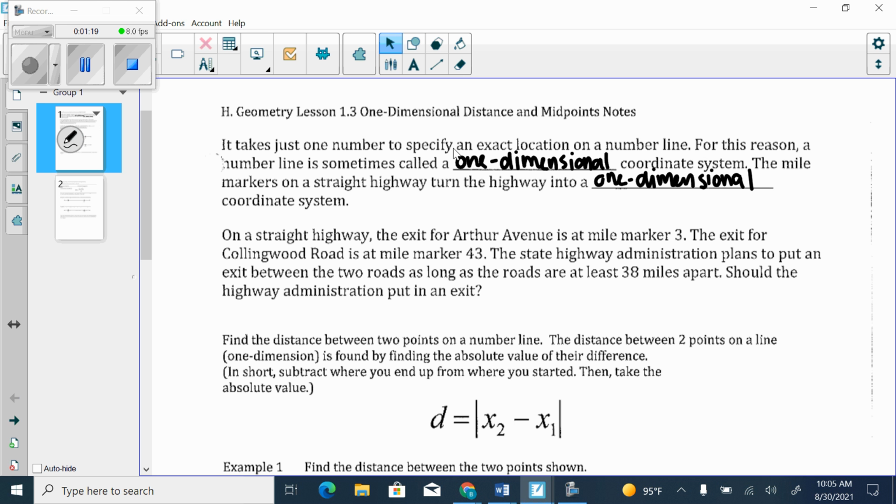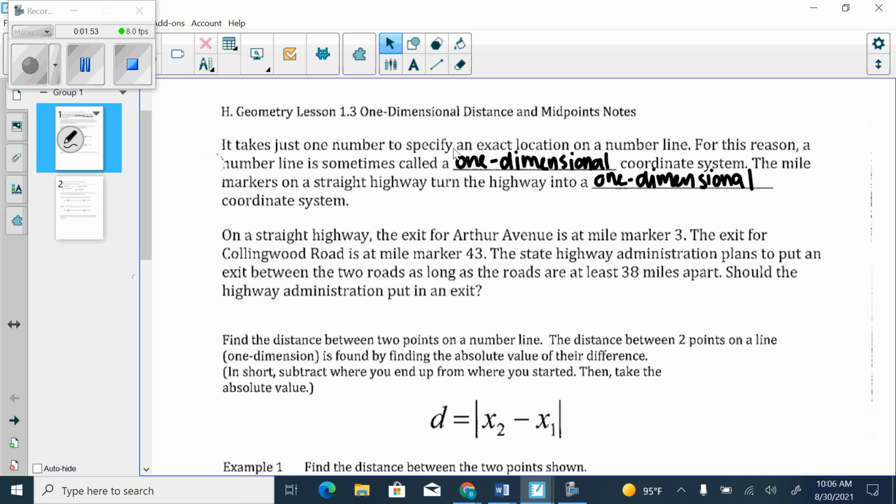Okay? This next piece, we're just going to think about this piece of information for a little bit, and then we're going to come back to it at the bottom of this page. It says that on a straight highway, the exit for Arthur Avenue is at mile marker 3. The exit for Collingwood Road is at mile marker 43. The State Highway Administration plans to put an exit between the two roads as long as the roads are at least 38 miles apart. Should the Highway Administration put in an exit?